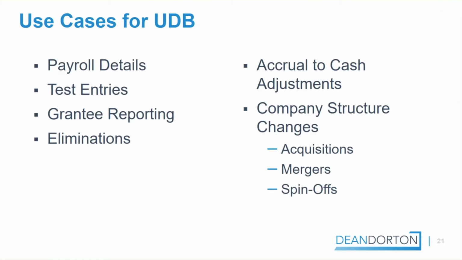But maybe you have some of these other suggestions, like maybe we have some company structure changes where we have acquired another organization and we want to keep track of some of their history where we don't want it to actually be in our books, but we would like to keep track of it for comparative reporting. We could have eliminations. There could be test entries that we want to just see how it affects our books if we make these entries a certain way, or even recording payroll in detail format as opposed to in a lump sum.